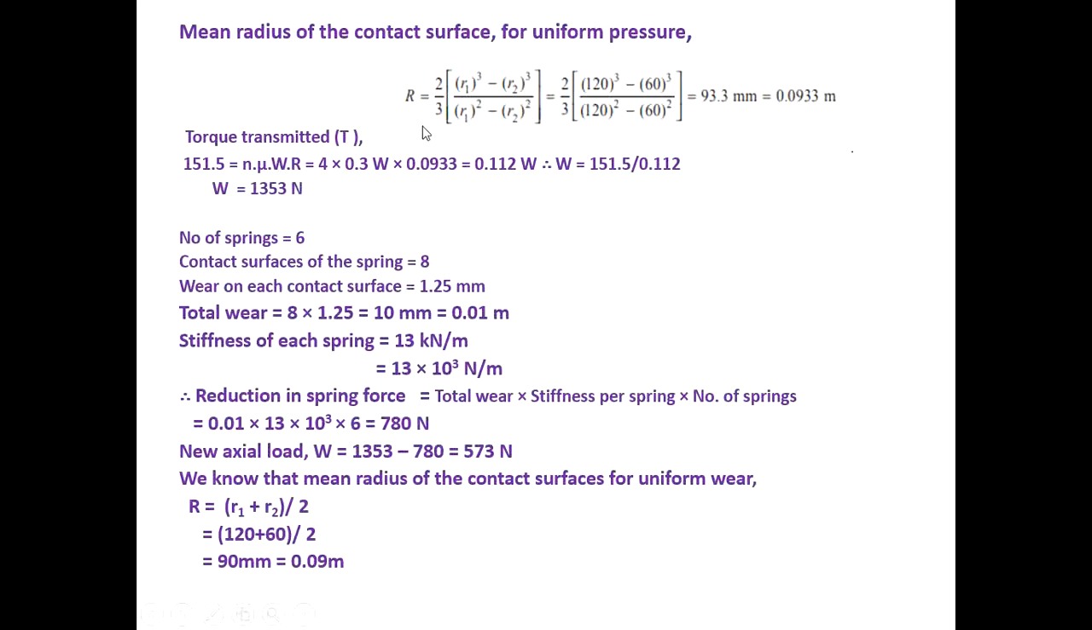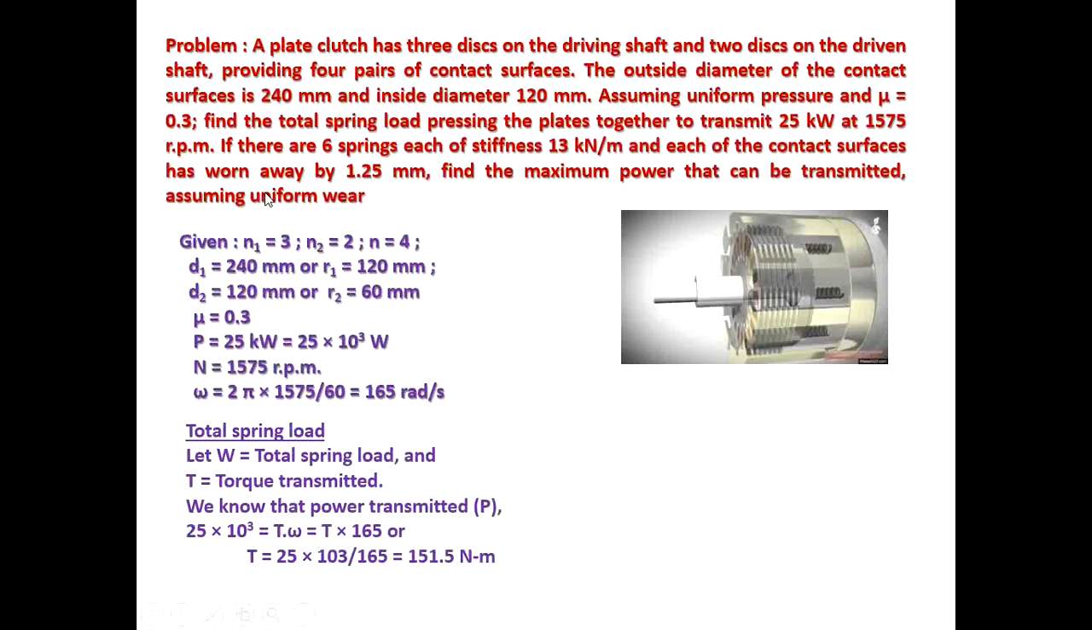R is nothing but this equation. By uniform pressure we get that as 0.0933. Substituting in this equation we get W as 1353 Newton. So this is the maximum force, the maximum axial load that is exerted on the shaft.